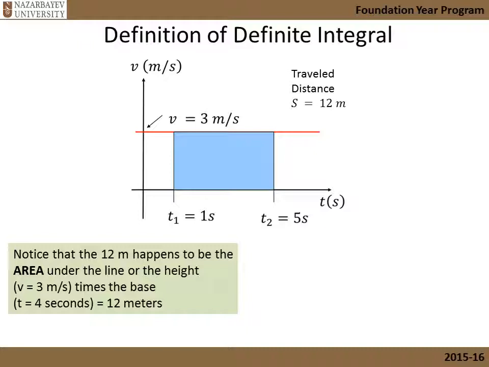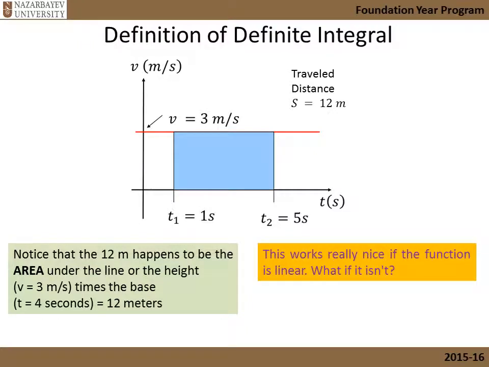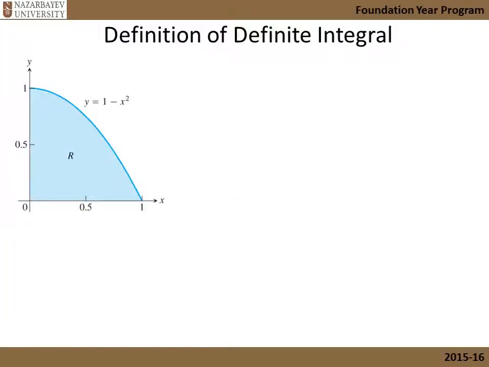Let's return back to our diagram. Here it is very clear, and we can calculate our area because here we have the rectangle. But what if our function v is nonlinear? Can we calculate the area organized by our v, t1 and t2? Let's look at this nonlinear function, y equals 1 minus x squared.